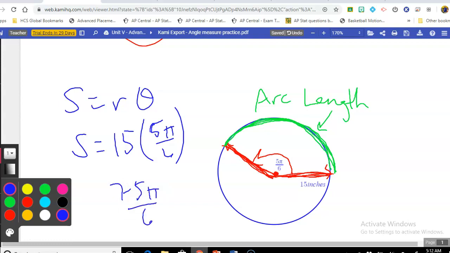over 6. So we take 15 times 5 pi over 6, and of course that's going to be 75 pi over 6. And you're going to basically punch that into a calculator, and you're going to get that this length is about 39.3, I'm getting 39.27 inches. That would be the length of that arc. In other words, if I traveled from this point, point A, to point B, going around the outside of this circle, I would be traveling that distance.